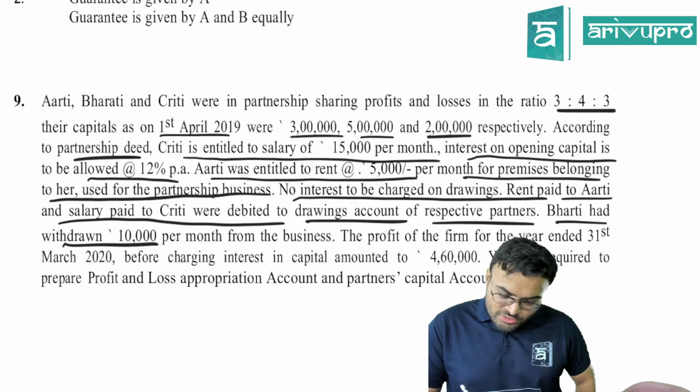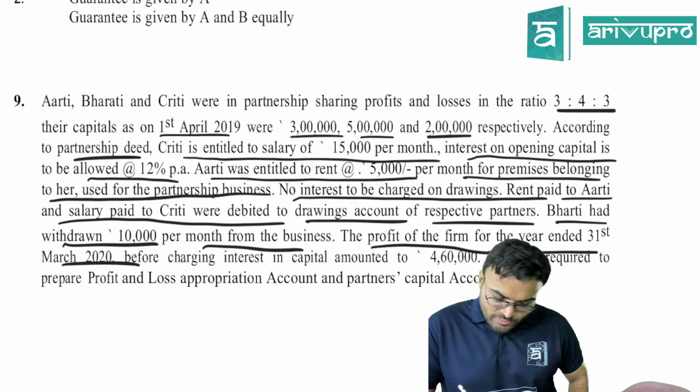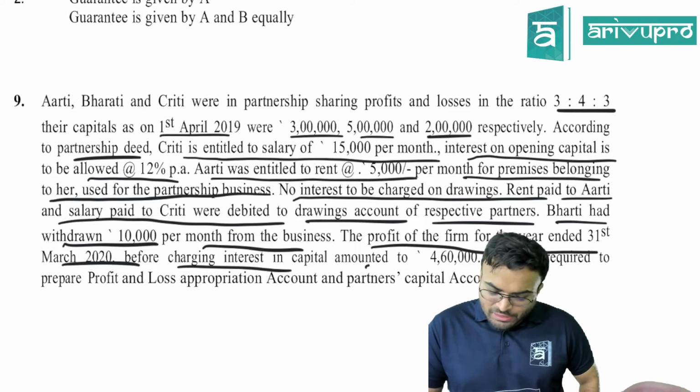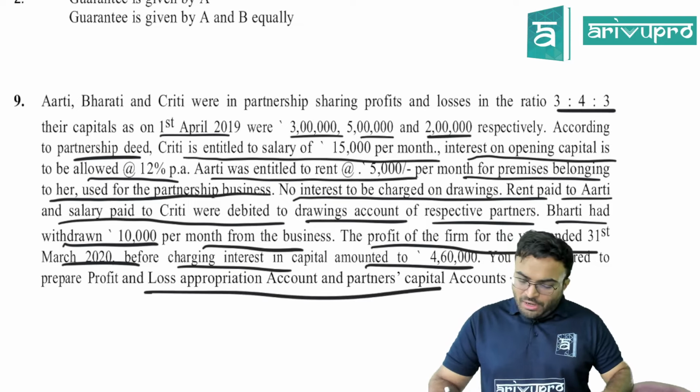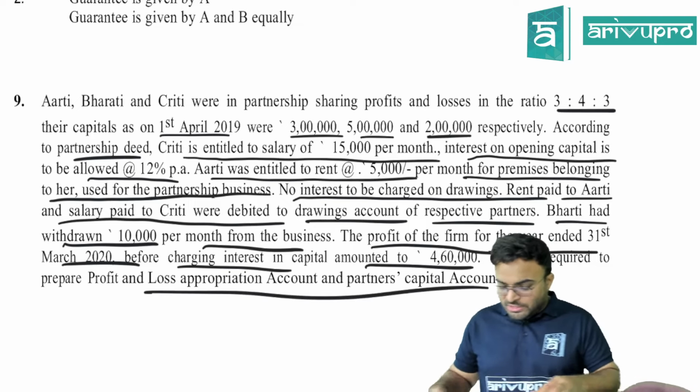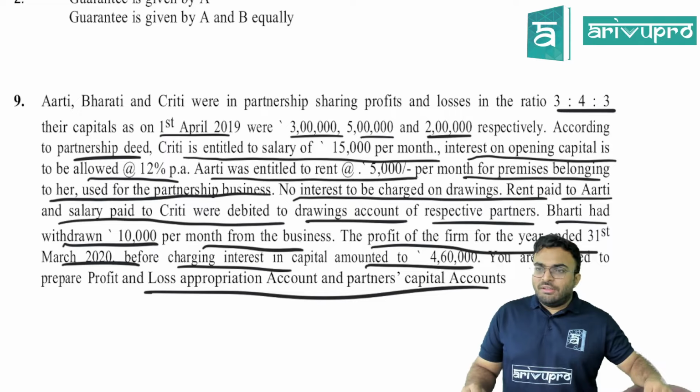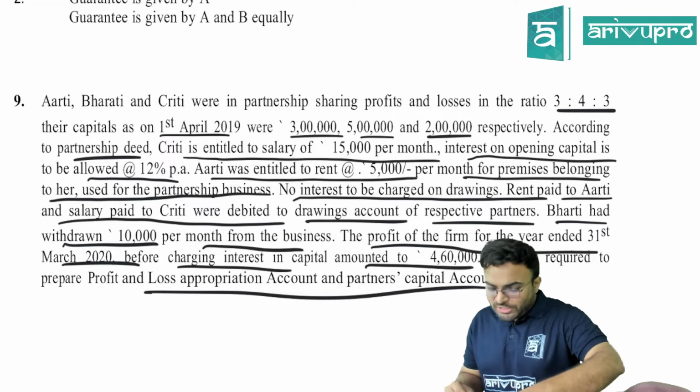Bharti had withdrawn 10,000 per month from the business. The profit of the firm for the year ended 31st March 2020 before charging interest on capital amounted to 4,60,000. You are required to prepare the profit and loss appropriation account and partners' capital account. I want you to try this first. I'll give you 5 minutes. The question is there.